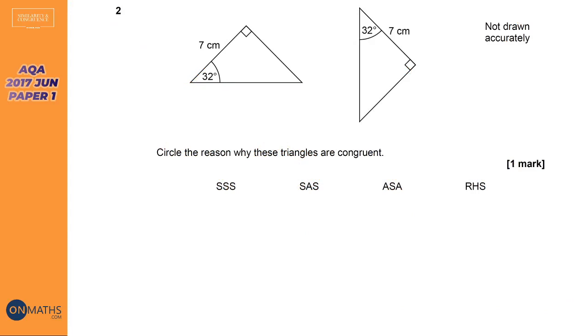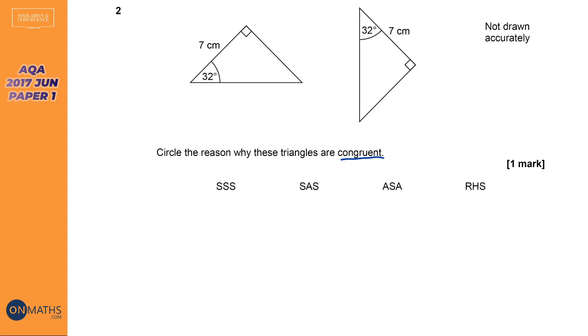So first up, AQA question, and this is asking us to explain why these two triangles are congruent. Now what does congruent mean? It means they're exactly the same. Yes, they're different ways up, but apart from the rotation, and they can be flipped as well, but they are the same triangle. So if you cut the left one out accurately with card, it would fit exactly into the right hand one.